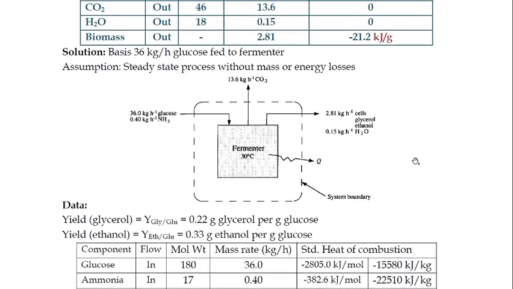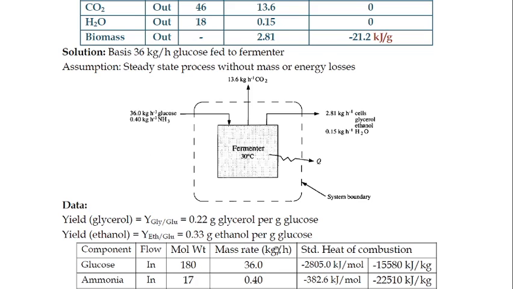So let's do a material balance and energy balance for this case. Let me take the basis as 36 kg per hour of glucose fed to the fermenter. Let me not convert this per hour concept, let it be in hour operation. Steady state process, no energy loss or mass loss, we'll consider. This is the fermenter. We are feeding glucose and ammonia, carbon dioxide is going out, and cells, biomass, glycerol, ethanol and water are parts of the product. These are the products, and the heat is being released, taken out by the cooling liquid.